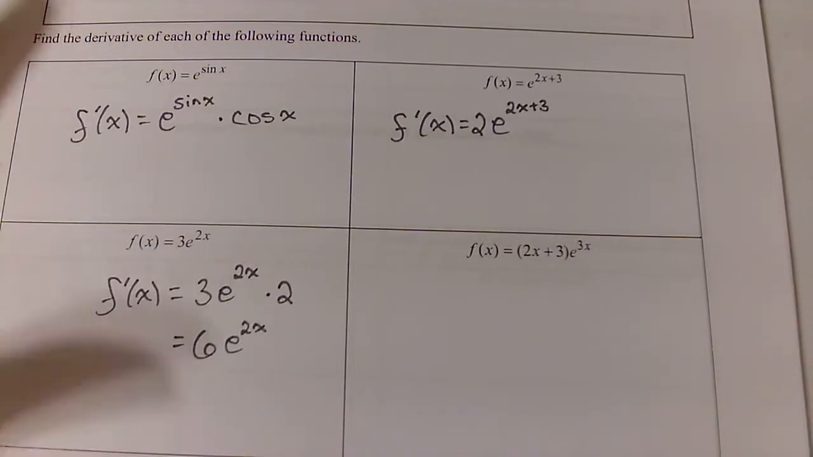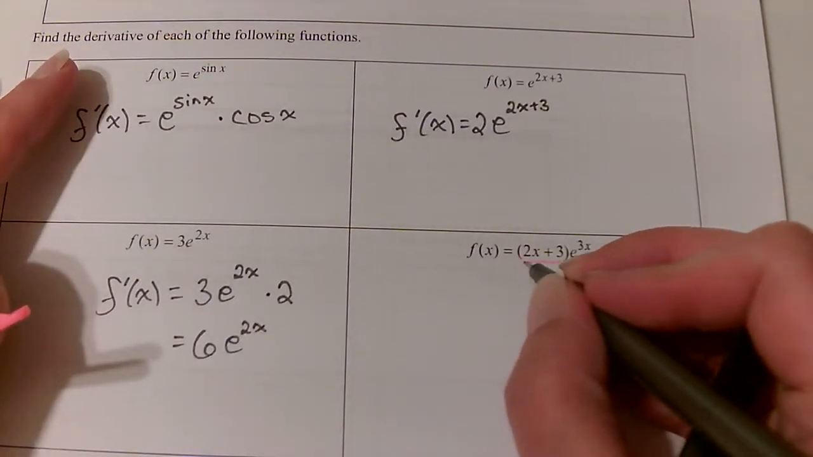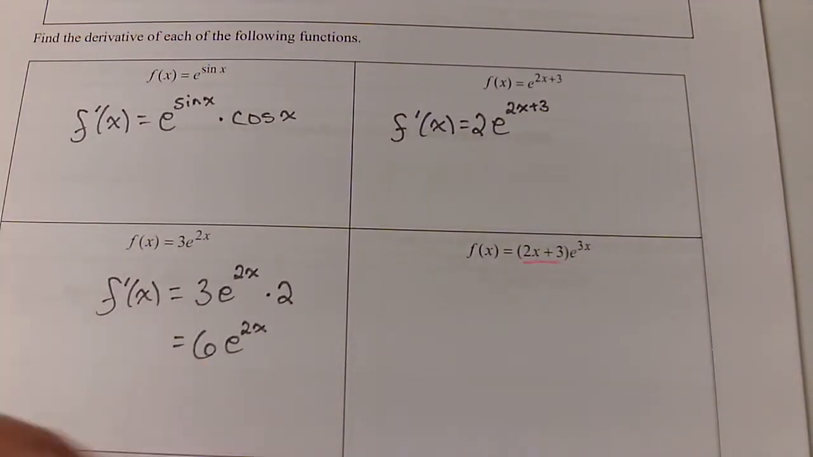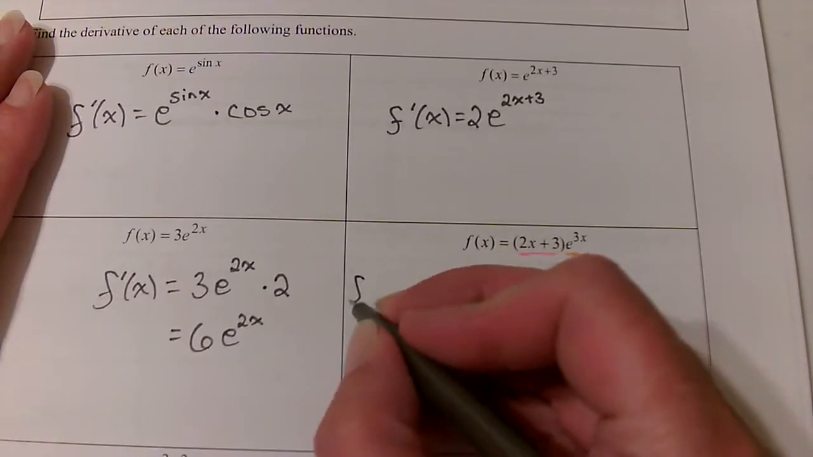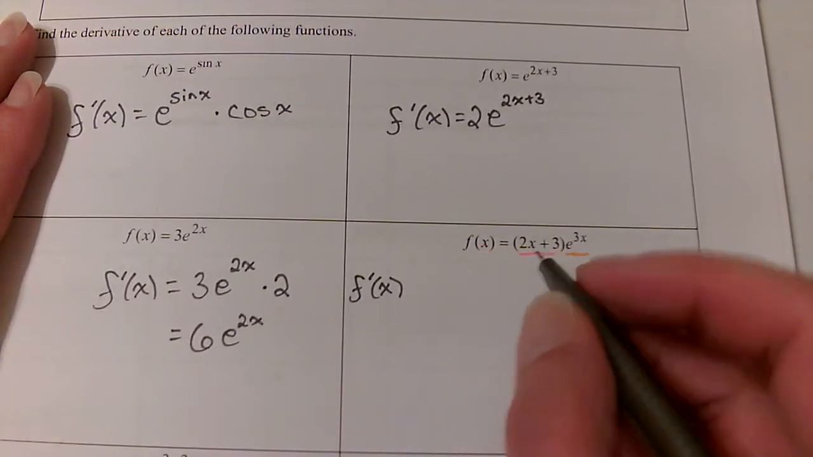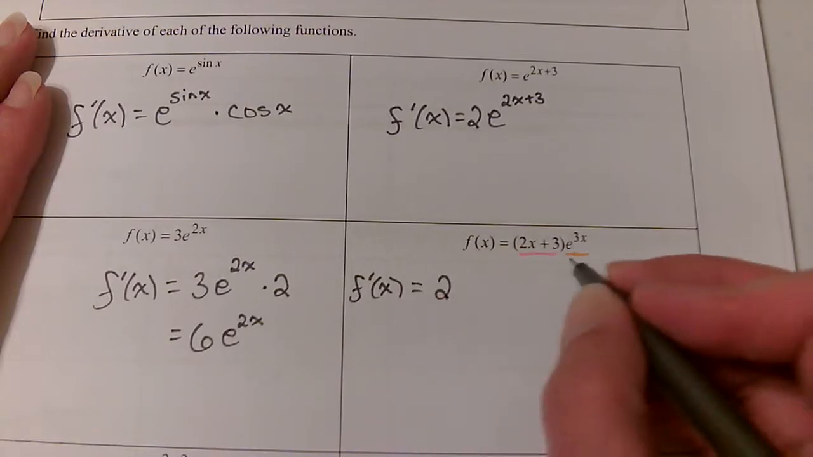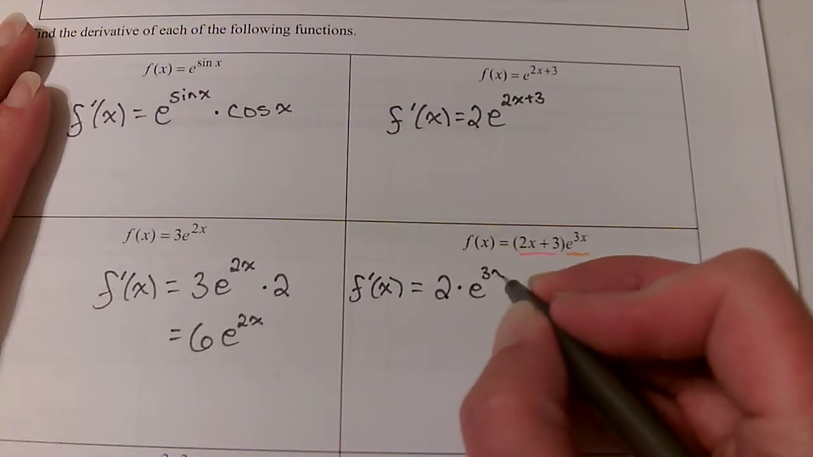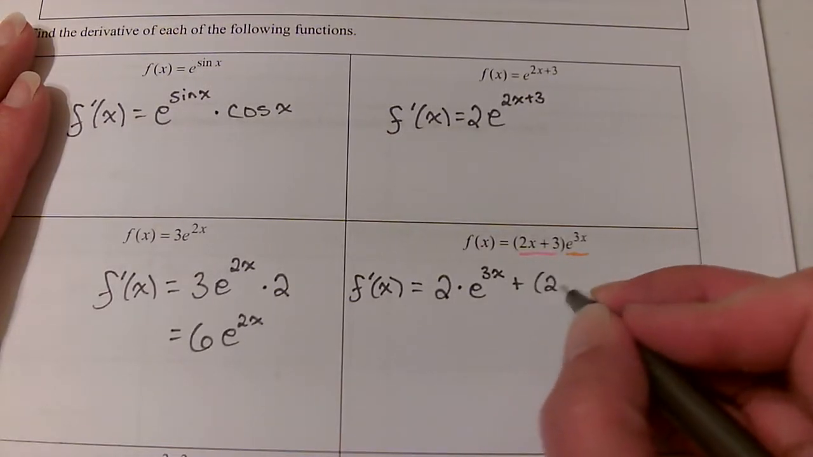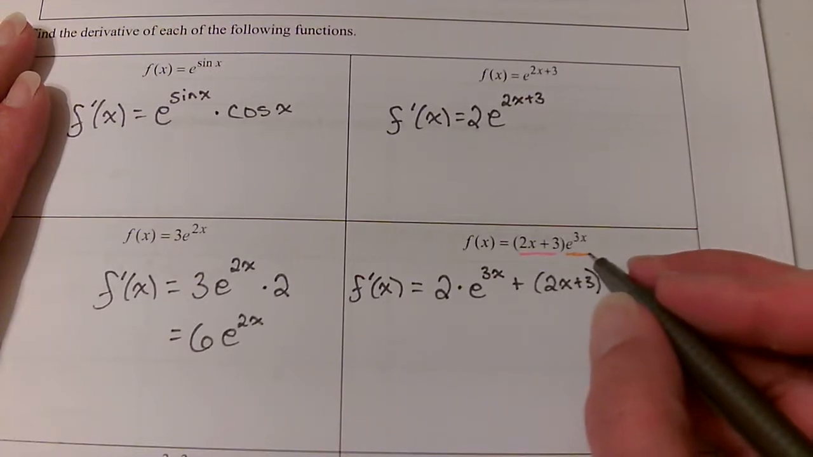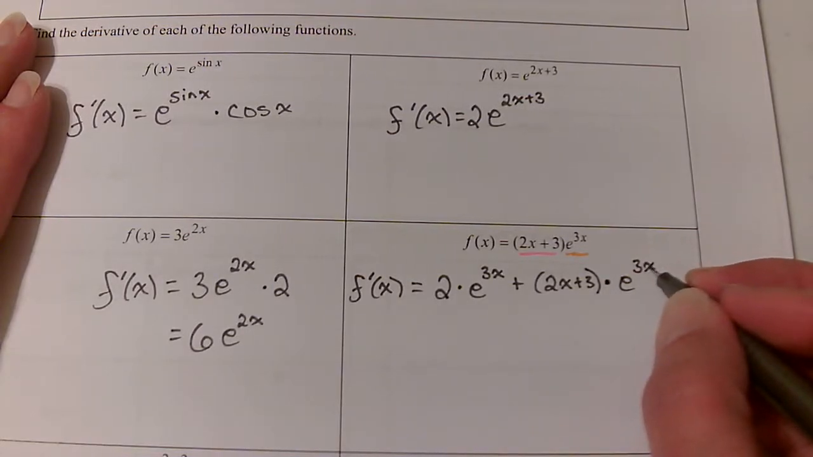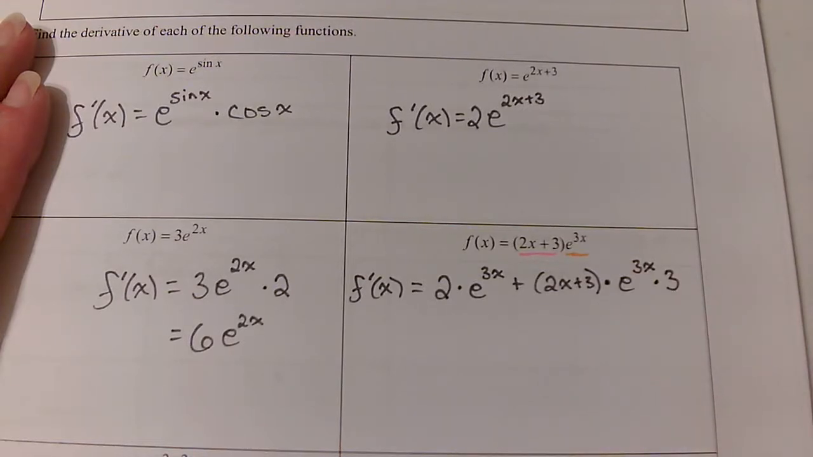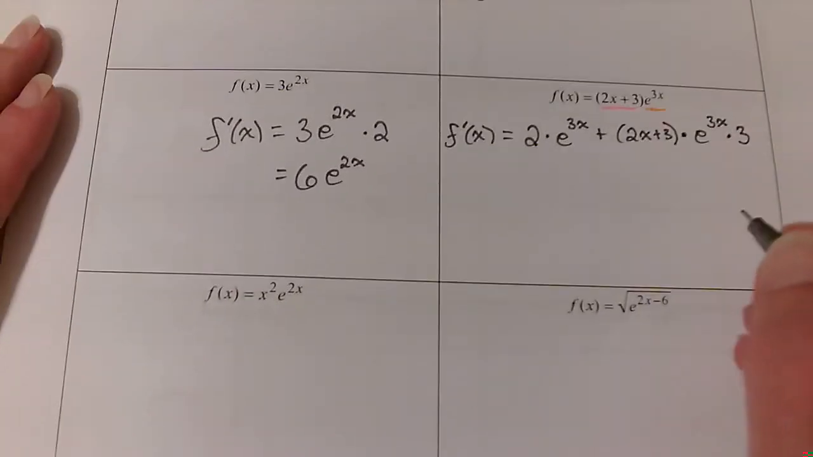Oh, it's product rule. Product rule. First function, second function. So, product rule. The derivative of the first is 2 times the second. So times e to the 3x plus the first function, just like it is, times the derivative of the second. So times e to the 3x, derivative of the exponent, so times 3. I mean, I can make that a little prettier if I wanted to, but we get the idea.